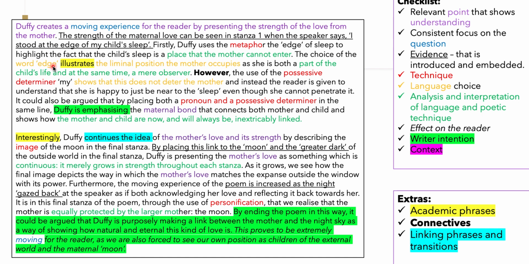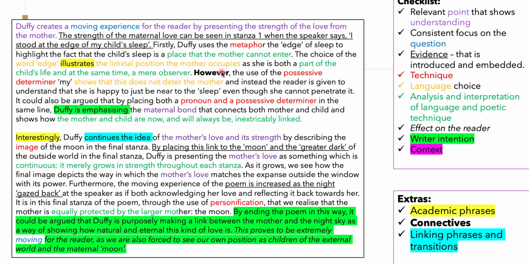So here we've got this language analysis. Illustrates, so academic phrases here, so you don't want to say shows all the time. Illustrates the liminal position the mother occupies, so she's in between, as she is both a part of the child's life and at the same time a mere observer. So here is my analysis.